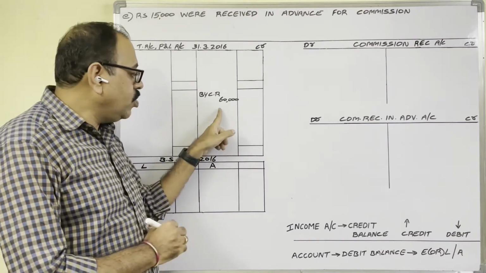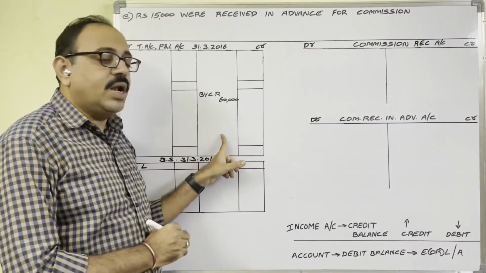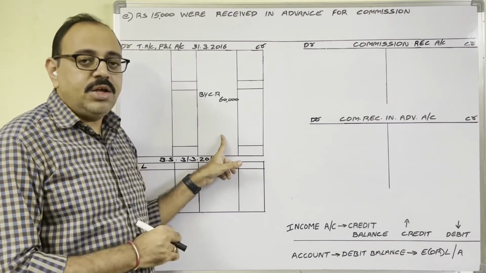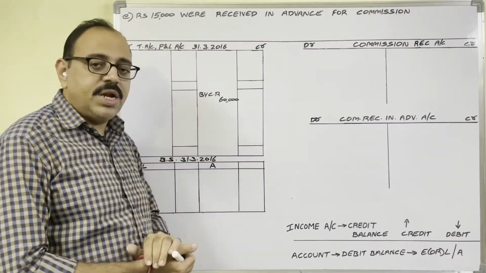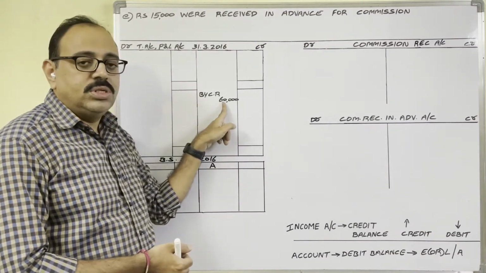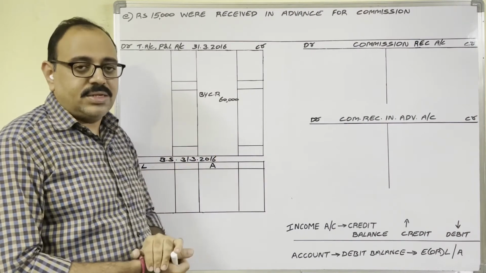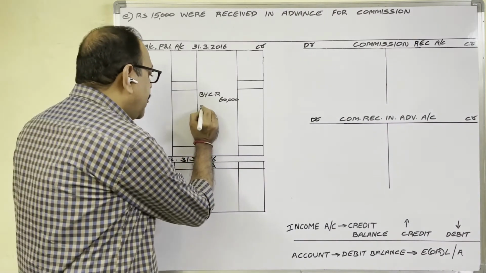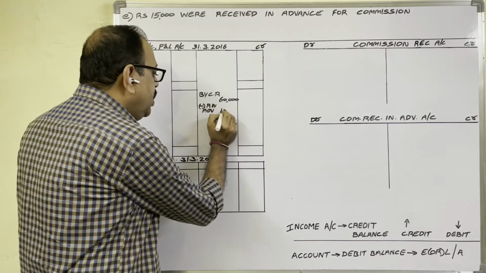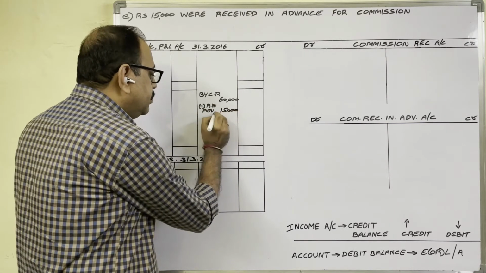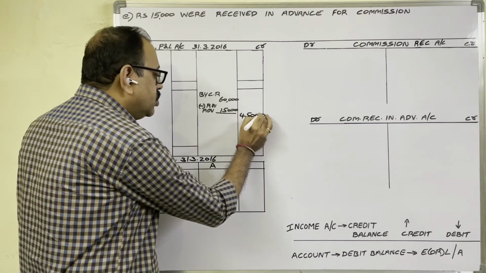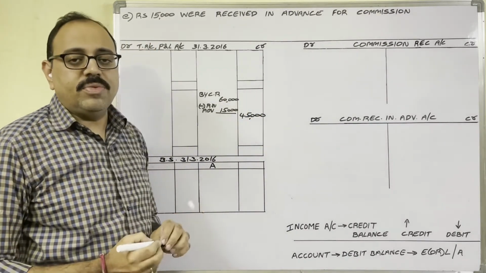So if you want to know the current year net profit or net loss, only current year expenses and current year incomes we have to show in the current year P&L account. Next year's amount is also included in this amount, so we have to subtract that. Minus received in advance 15,000 rupees. So current year commission is 45,000 rupees in the outer column.